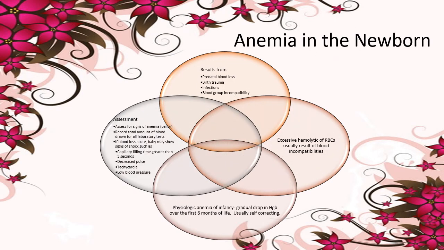Okay, so for the assessment, you want to assess for signs of anemia. You're going to look for pallor. You want to record the total amount of blood drawn for all laboratory tests. If the blood loss is acute, baby may show signs of shock, and these include capillary filling time greater than 3 seconds, decreased pulse, tachycardia, and low blood pressure.